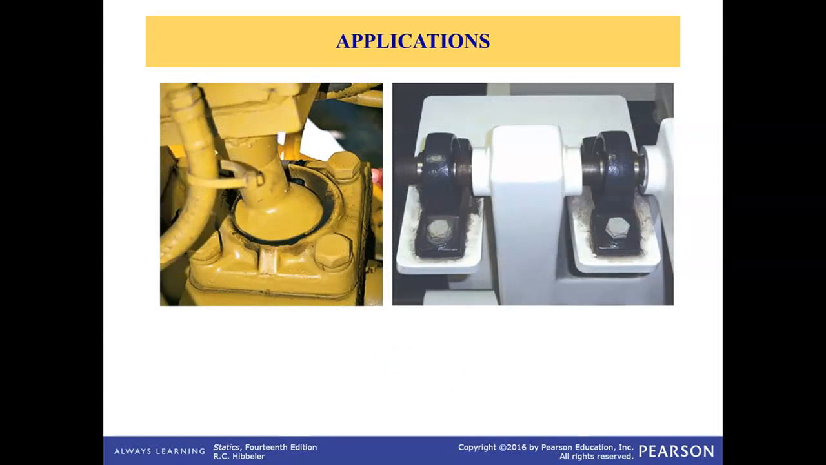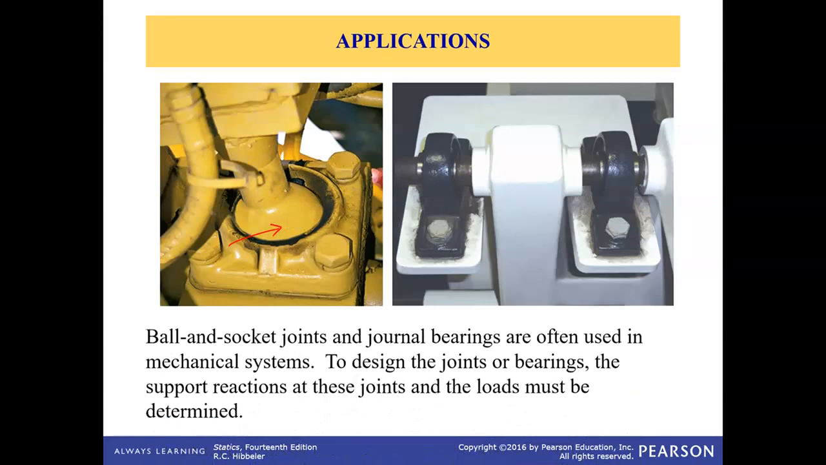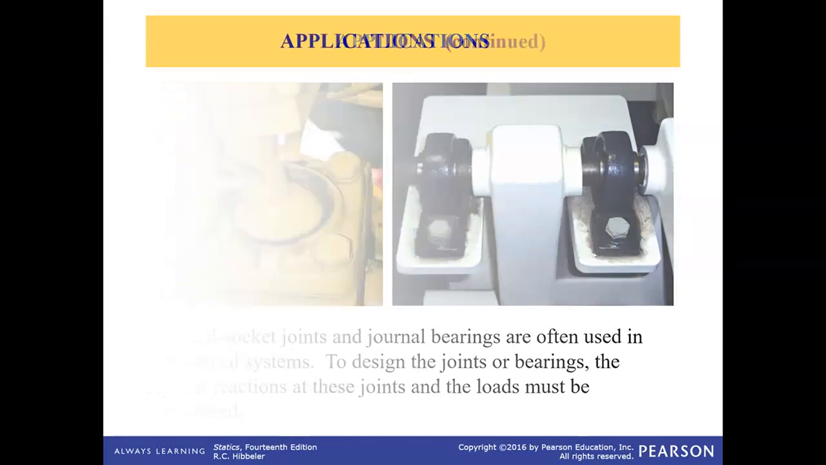So this is an application of a 3 dimension object. On the left side, we have a spherical joint. On the right side, we have 2 bearings, and those are being used to support other objects, such as the shaft. Then how can we determine the forces applied by the supports at these joints? Ball and socket joints and journal bearings are used in mechanical systems. To design the joints or bearings, the support reactions at these joints and the loads must be determined.